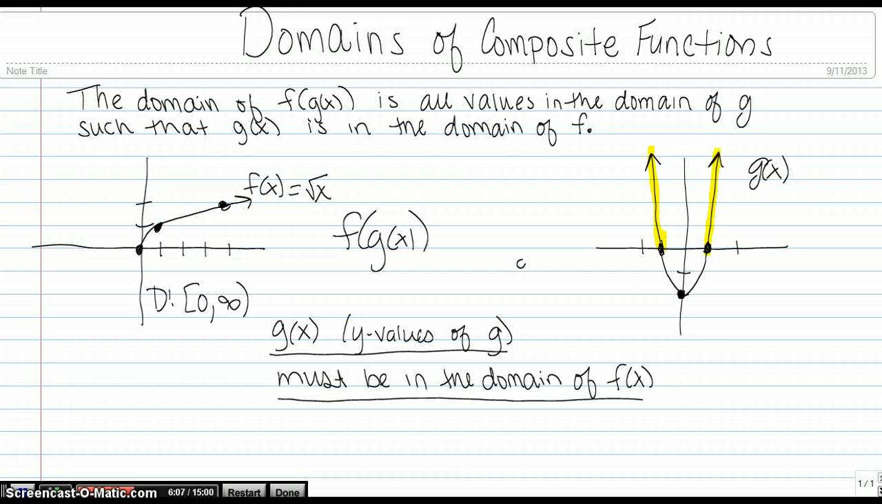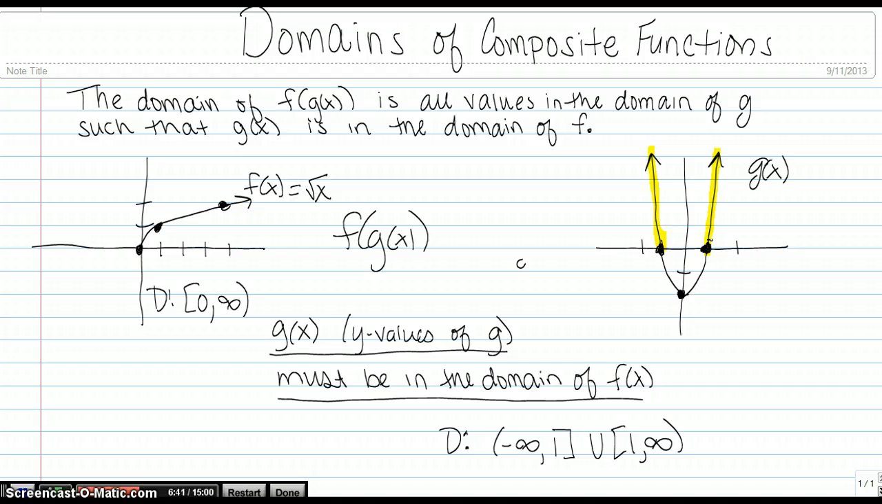That then indicates that the final domain of our composition is from negative infinity to 1 and from 1 to infinity. And we can include these dots here and here because we are allowed to equal 0. I think on that last example I might have put parentheses, but they should have been brackets. So I hope you guys fix that on your notes.